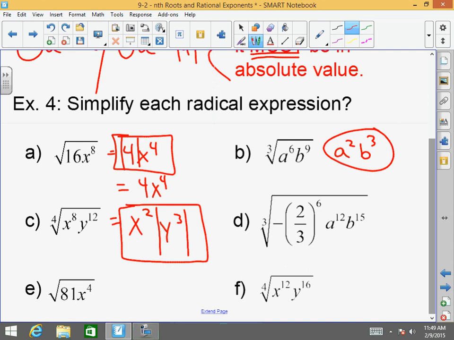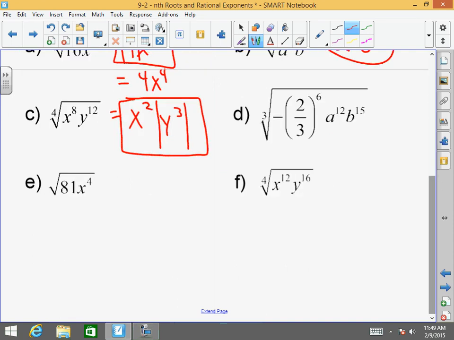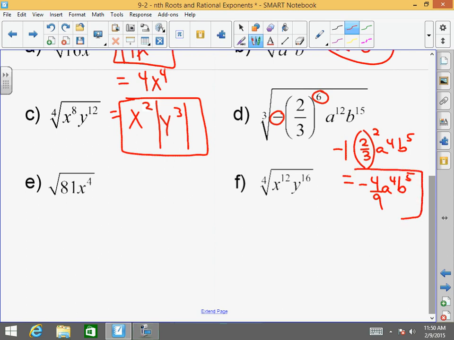The cube root of negative 2/3 to the 6th, a to the 12th, b to the 15th. Okay, first of all, this negative, treat that like a -1. And the cube root of -1 is simply -1. The cube root of 2/3 to the 6th, 6 divided by 3 is 2. So this is 2/3 squared that gets pulled out. A to the 4th, b to the fifth. So in the end, when I simplify it, it's going to be negative 4/9 a to the fourth b to the fifth. No need for absolute value because we're working with an odd root.